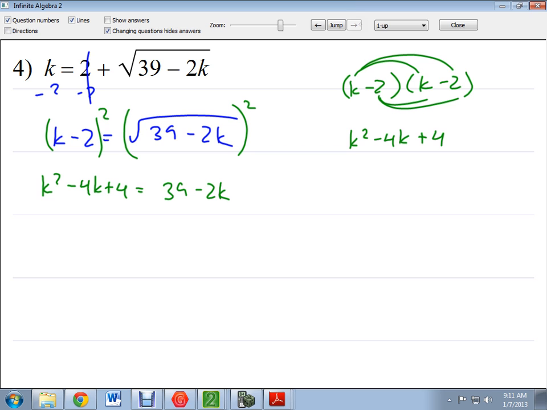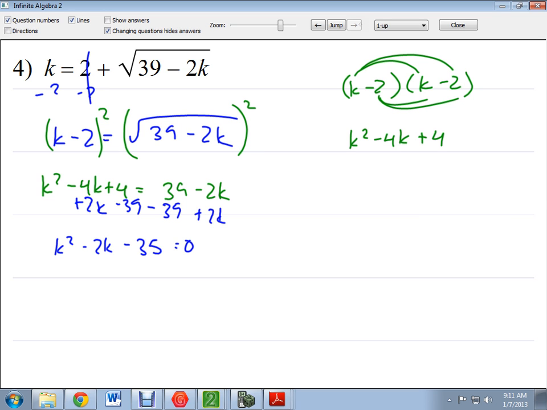Again, we have a quadratic equation. We want to get it in standard form. I'm going to go ahead and add 2k to both sides and subtract 39 from both sides. This will get me k squared. Negative 4 plus 2 is negative 2k. 4 minus 39 is negative 35 equals 0.